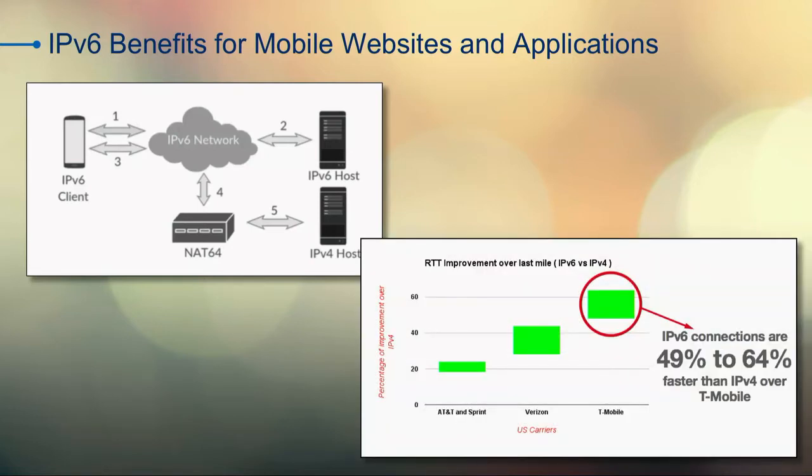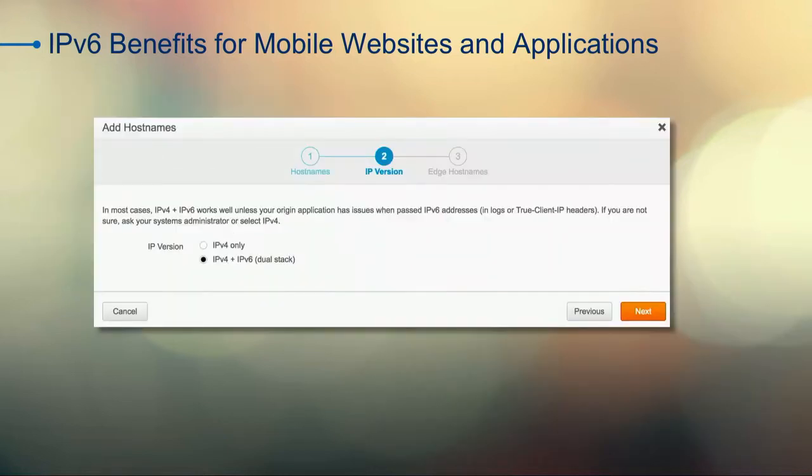On T-Mobile, it was about 60% faster if you were just going on IPv6 straight through. These are all US carriers, but every single carrier saw a minimum increase of approximately 20%. That's big for just a small little flick of a button on the Akamai network. It's as simple as that. It's just one small radio button.